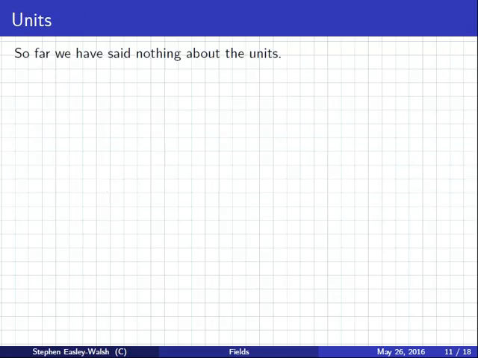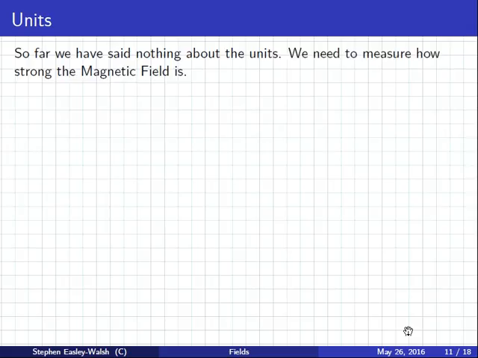Now, so far, we have said absolutely nothing about the units here, how to measure the field strength and things like this. When we had electric fields, we had units like newtons per coulomb. So what are the units here for magnetic fields? We need a way to measure how strong the magnetic field is. Some magnetic fields are stronger than others. For example, the magnetic field at the junkyard would be very, very strong. What would be an example of a very weak magnetic field?